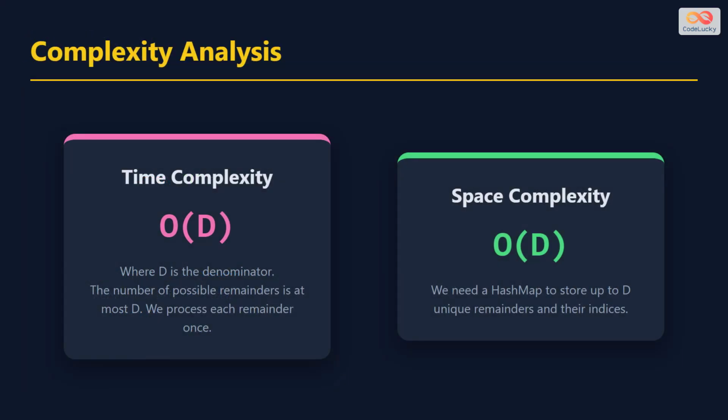For complexity, both time and space are big O of d, where d is the denominator. In the worst case, such as 1 divided by 7, the period of the repeating part can be as long as d-1. This means we might store up to d entries in our map and iterate d times before finding the cycle.